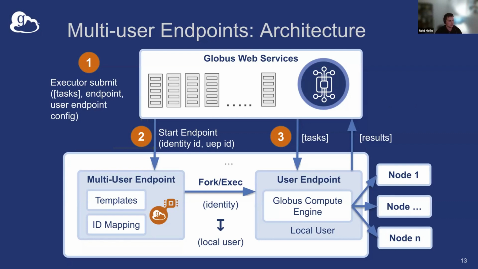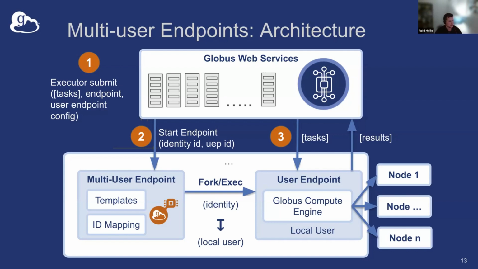The web service then checks the status of that multi-user endpoint. If it's not online, it'll send it a start command. The start command includes the identity of the user that's submitting the task, and some information about what's called the user endpoint. So we submit this down to the multi-user endpoint.